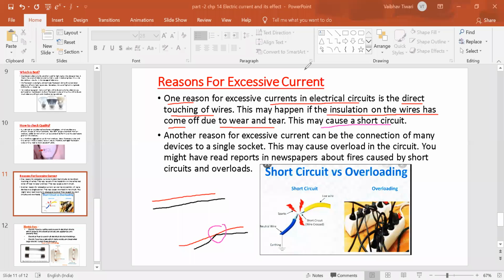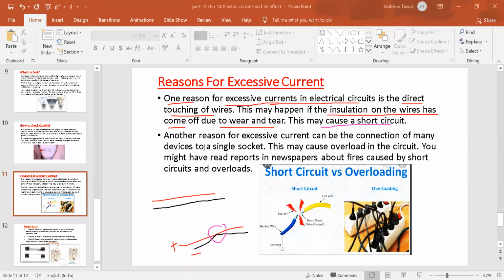We know that in a battery there is a positive and a negative terminal. Similarly, consider this one as the positive and this one as the negative wire. When they come in contact without insulation, a short circuit takes place and excessive current starts flowing through the wire. When excessive current flows through the wire, the heat also increases, right? And because of that heat, it catches fire.